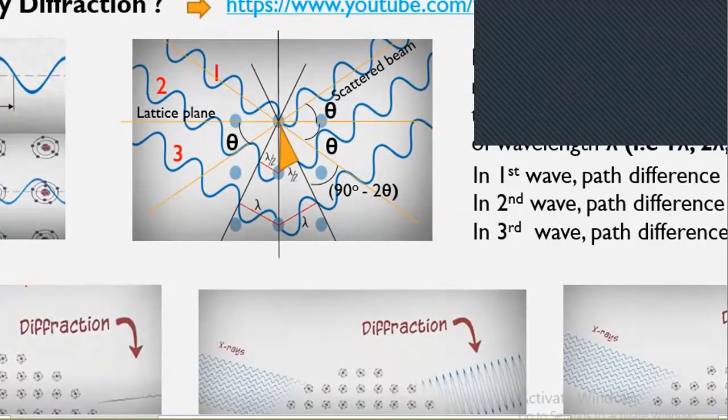Remember, in order to get a bright fringe on the screen, all the scattered waves must be in phase with each other so that they interfere constructively and we get a high intensity peak in our XRD graph. So, in order to keep the second and third wave aligned with the first one, this path difference must be equal to a whole number of wavelengths.